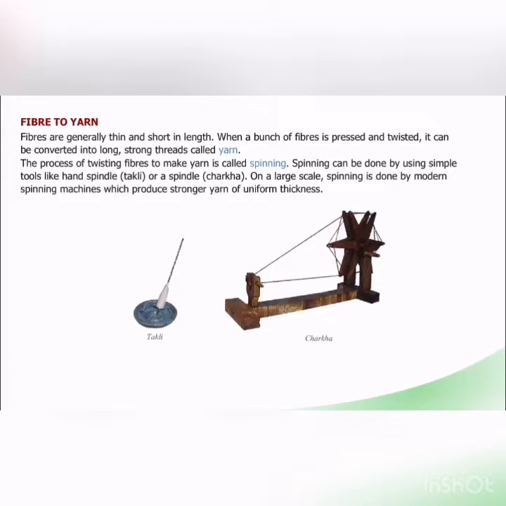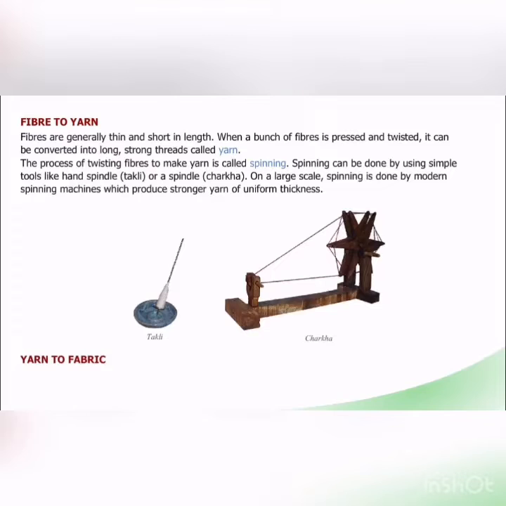Spinning can be done by using simple tools like hand spindle, tuckli, or a spindle, charkha. On a large scale, spinning is done by modern spinning machines which produce stronger yarn of uniform thickness.